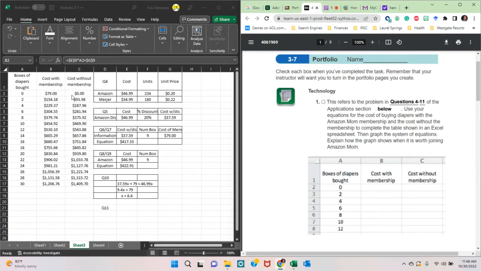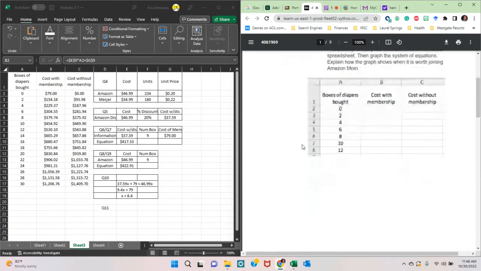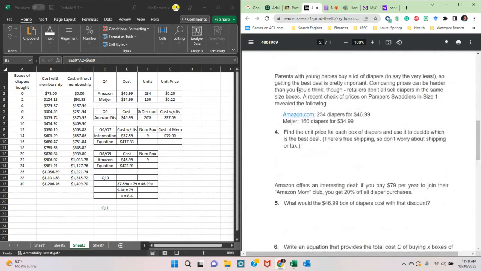But then all this value system is going to be supported by completing these over here. This is question 4, 5, 6, and 7, 8, and 9, and then question 10. Okay, so there is a question 11, but here are the questions. It says parents with young babies buy a lot of diapers, to say the very least. So getting the best deals is pretty important. Comparing prices can be harder than you think, though, because retailers don't all sell diapers in the same size boxes.